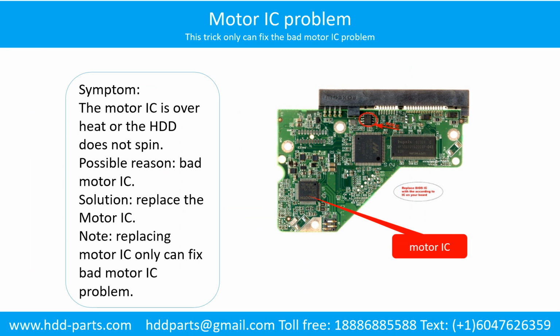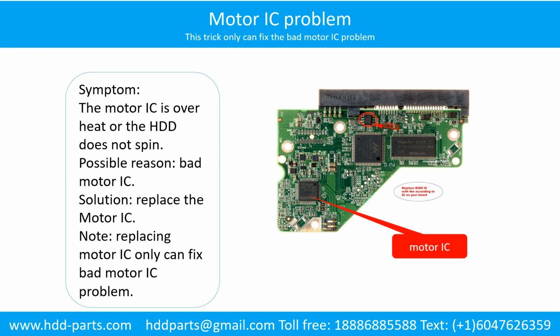Motor contacts loose problem. Symptom: the motor can spin, but cannot reach its full speed. Cause: loose motor contacts. Solution: resolder, replace the loose contacts, or replace the PCB.